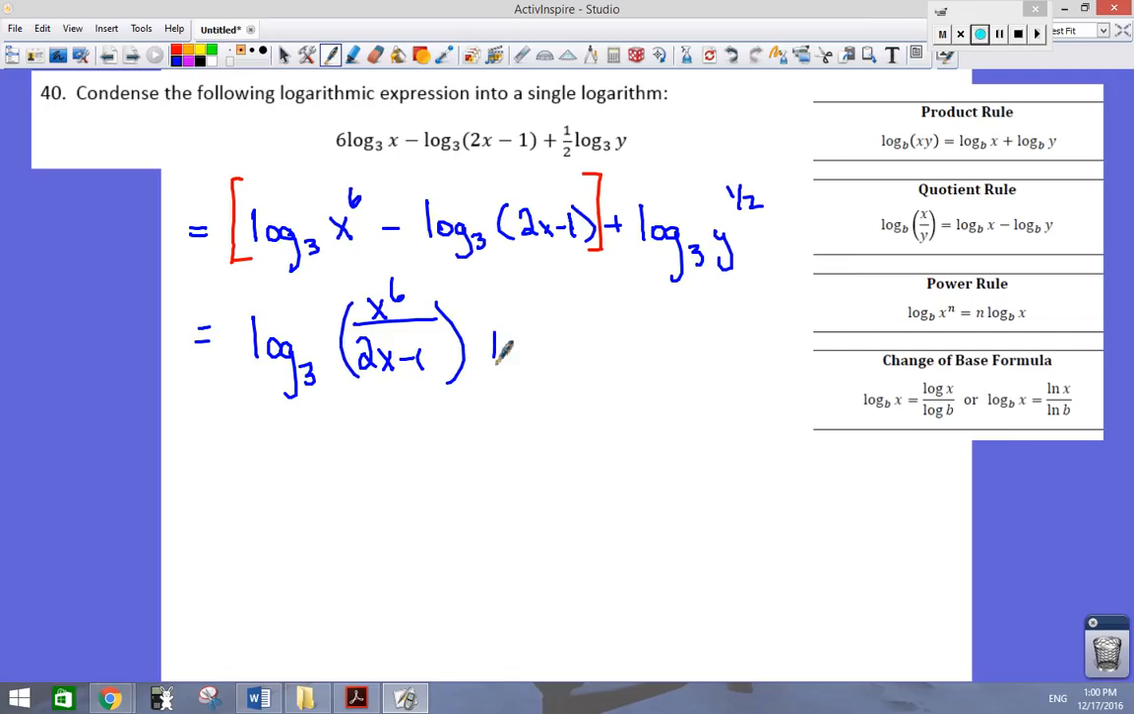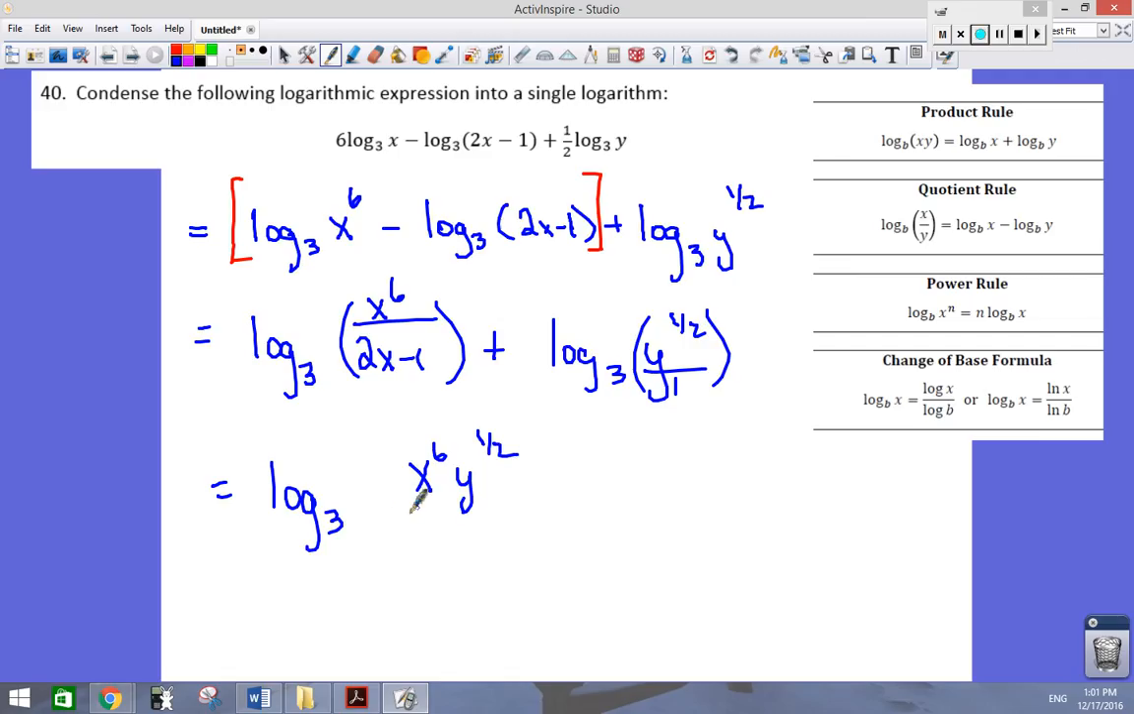And now I still have plus log base 3 of y to the 1/2. I have addition, so by the product rule, if you're adding two logs of the same base, you can write them as a single logarithm, and that's what they want us to do. So when I multiply these together, I'm going to put this over 1, and multiply the numerators together: x to the 6th times y to the 1/2, and 2x minus 1 times 1 is just 2x minus 1. So I've done what they wanted me to do. I've written it as a single logarithm.